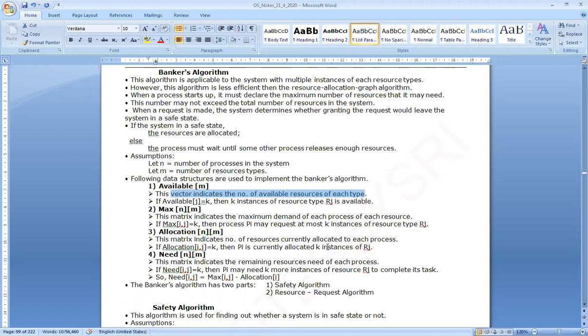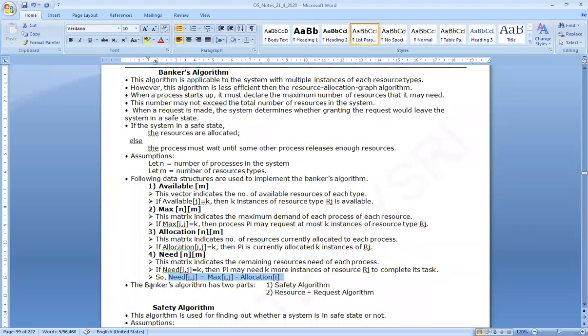Next one is called need. As the name says, the need is the number of resources required for execution of the particular process. This matrix indicates the remaining resources needed for each process for execution. For this there is a formula given: maximum minus allocation gives the need matrix.